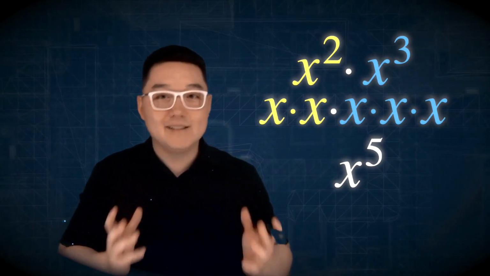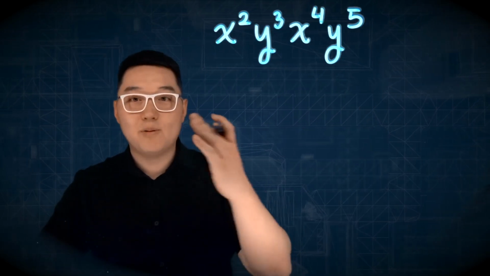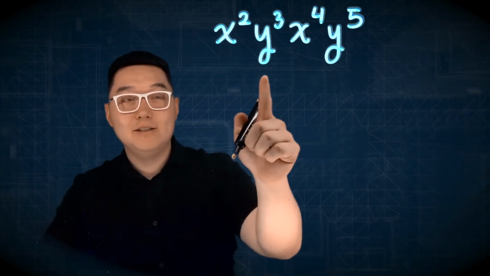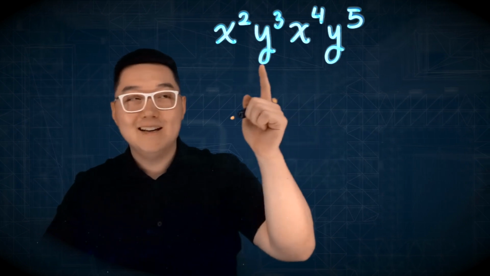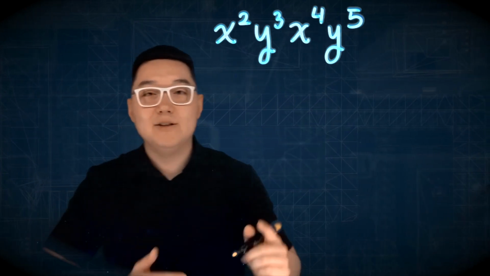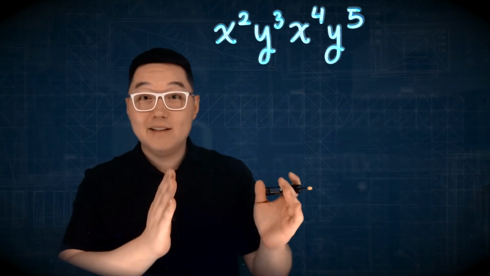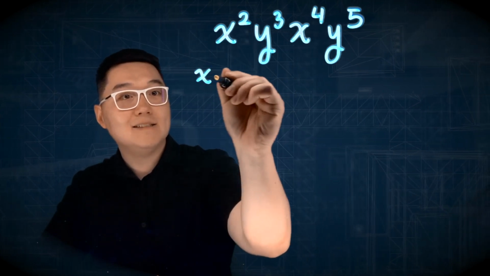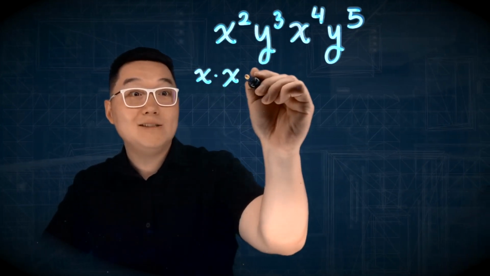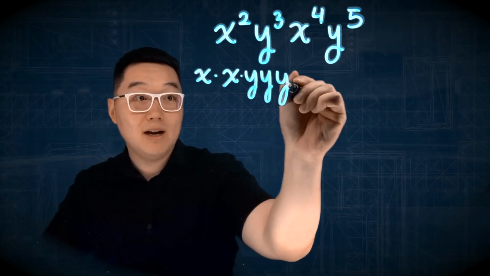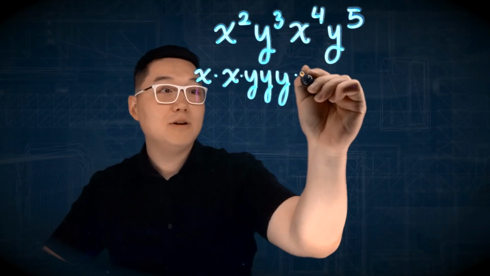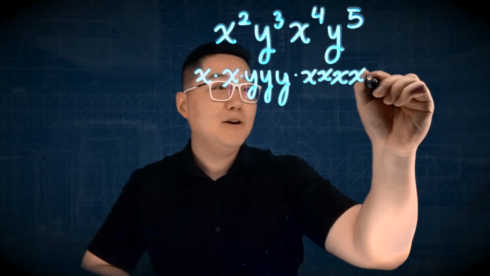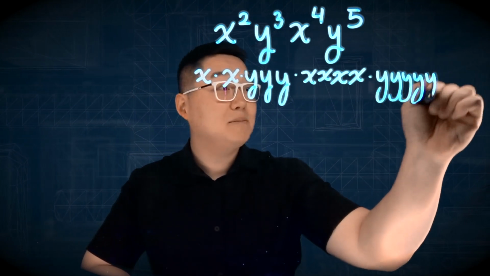So let's try another example. So here's another problem with an expression that has exponents. We have x squared times y to the third times x to the fourth times again y to the fifth. Now the best way to simplify something that looks like this is to break them all apart. So for example, x squared can be broken up as x times x, times y to the third, which is y times y times y, times we have x to the fourth, which is x times x times x times x, times y to the fifth, which is y times y times y times y times y.